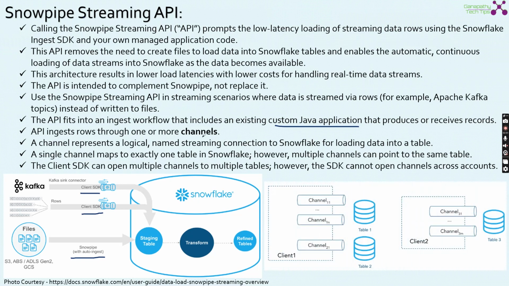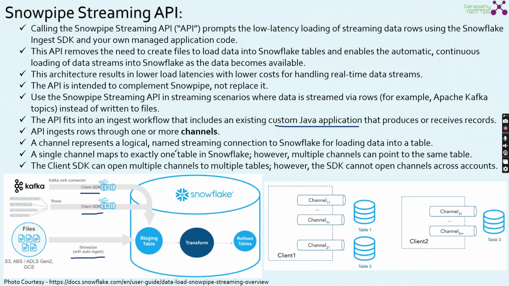This API does the ingestion via something called a channel. Here you can see channel 1 to channel 1n. So using one channel, you will be loading table 1. Using another channel, you will be loading table 2. Here you are seeing another client application, client 2, that is using a different channel to load table 3. So via channels, the streaming API will be pushing the data into the Snowflake tables. That is what is represented here.